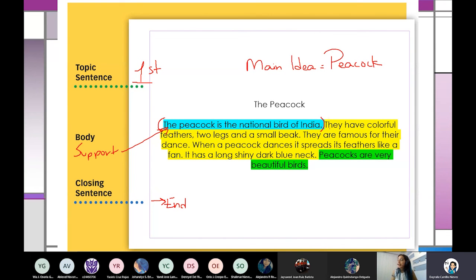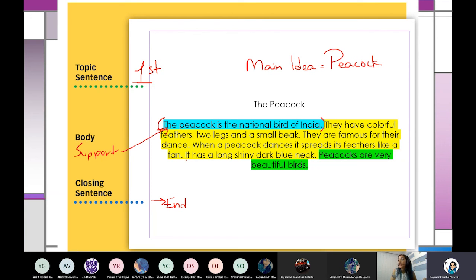The next sentences say, they have colorful feathers, 2 legs, and a small beak. Yes, they're talking about the colors of the peacock. And then it says, they are famous for their dance. When a peacock dances, it spreads its feathers like a fan. So yes, it's talking about how the feathers look and what it does. So as of now, we have 3 sentences. Let's see, we have another 4th sentence.